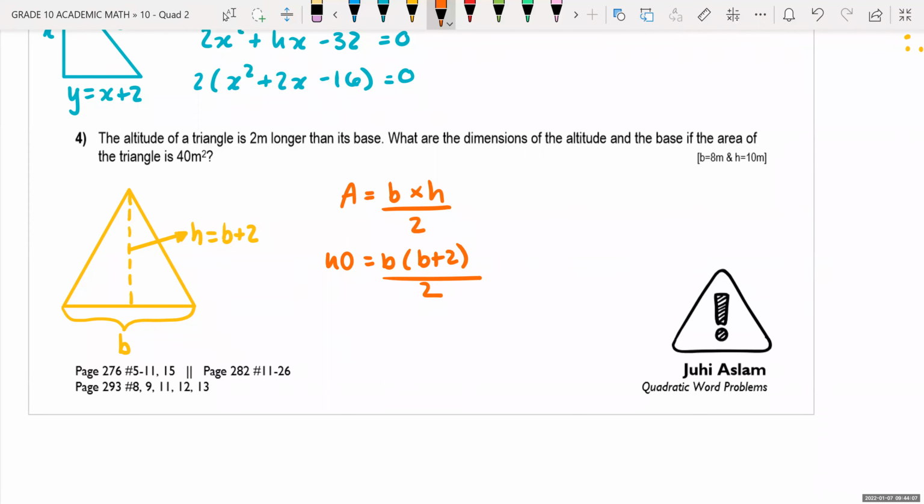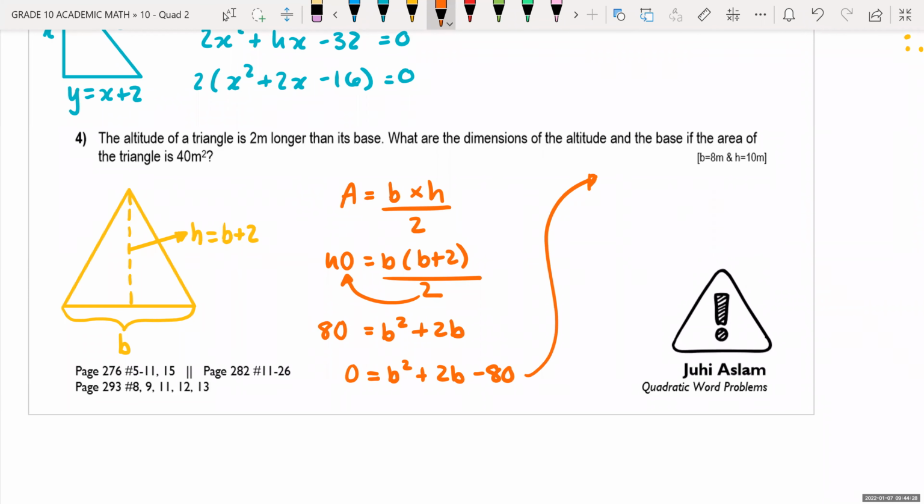To solve this, I need to move the 2 over to the other side. So I'm basically just moving this over here and multiplying. This is going to be 80 is equal to B squared plus 2B. I'll move the 80 to the other side. It's going to be B squared plus 2B minus 80. And this should be very easy to solve. It would just be 8 and 10. So if I move this up here, 0 is going to be equal to B and B.